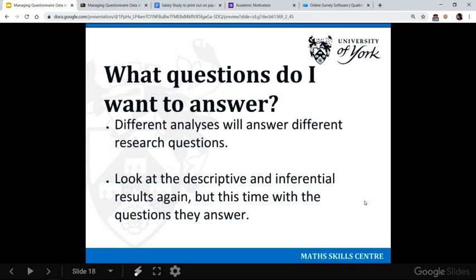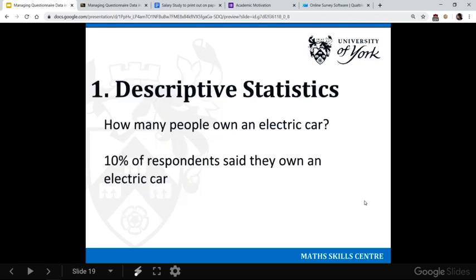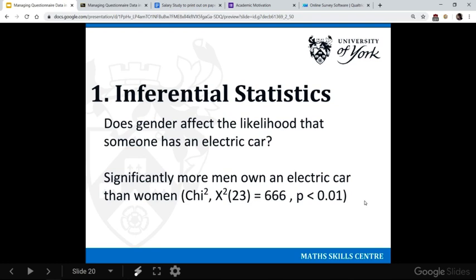So you need to think about what question it is that you want to answer, because different analyses will answer different research questions. Now I'm going to look at those descriptive and inferential results again, but this time I've added the questions that they answer, and you'll see how they're different. So going back to the first example of descriptive statistics, where we said 10% of respondents said they own an electric car, this answers a research question: how many people own an electric car? Whereas if we use the gender question along with the electric car question, then we can say something about whether gender affects the likelihood that someone has an electric car.